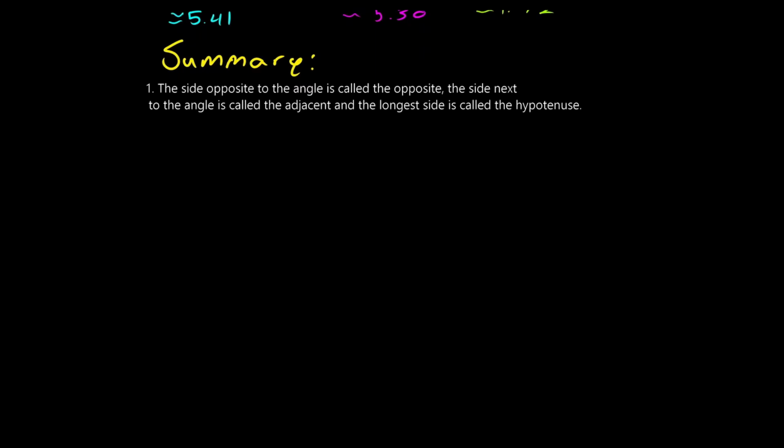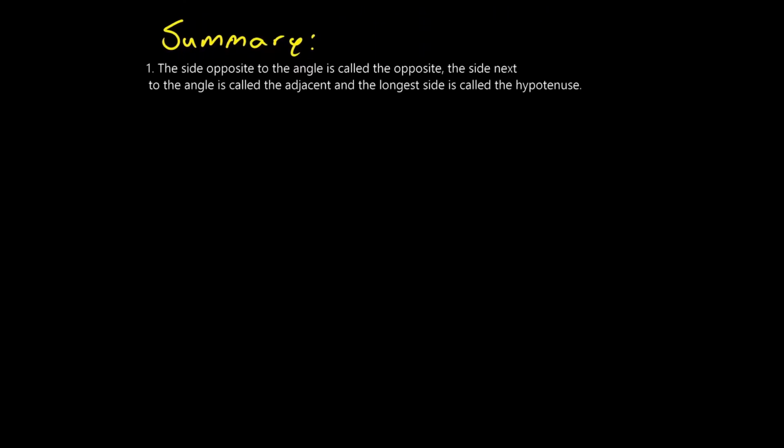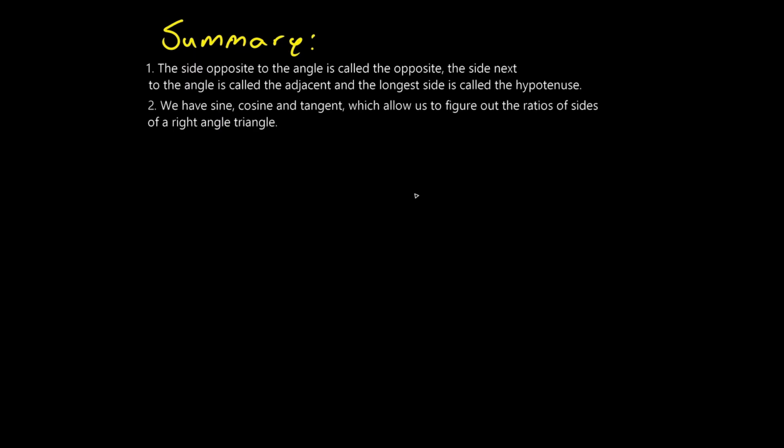Here's a summary because that was a lot of information, I agree. But yes, the side opposite to an angle is called the opposite, the side next to an angle is called the adjacent, and the longest side is called the hypotenuse. So don't forget that, that's very important. Next thing is that we have sine, cosine, and tangent, which allow us to figure out the ratios of the sides of a right angle triangle. So don't forget, it's ratios, very important word.